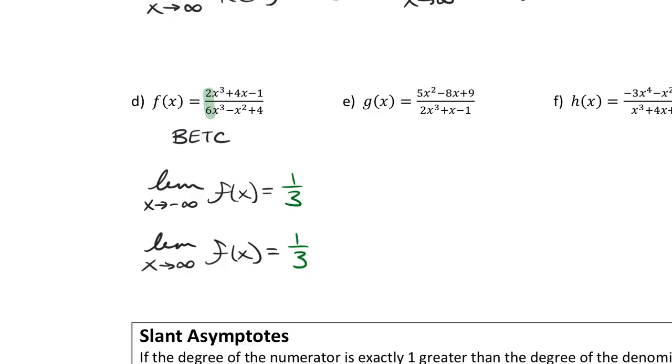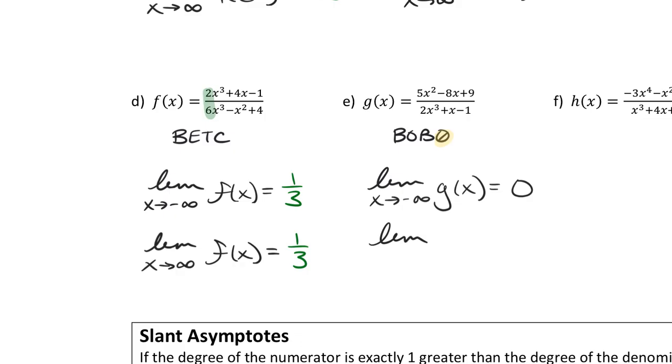Bobo. Now Bobo, we have to remember what that means. Bobo, it's bigger on bottom, which means the horizontal asymptote is 0, which also means that the end behavior on both sides goes to 0. So we can write the limit statements right away. The limit as x approaches negative infinity, this time for g of x, is equal to 0. And the limit as x approaches positive infinity for g of x is equal to 0.